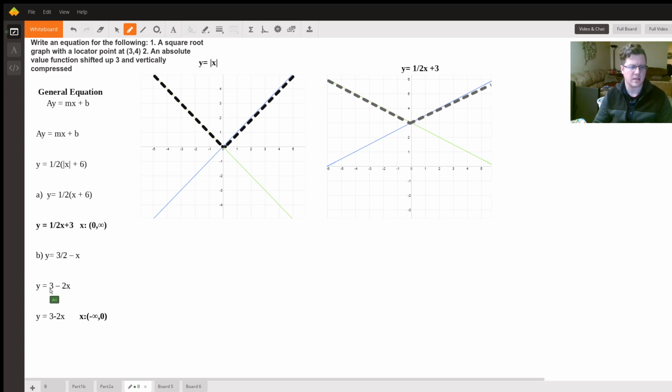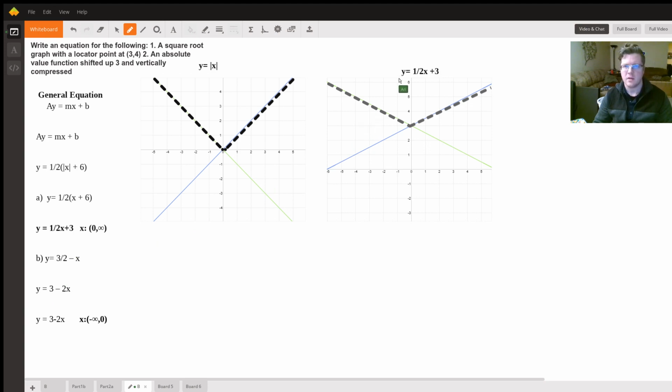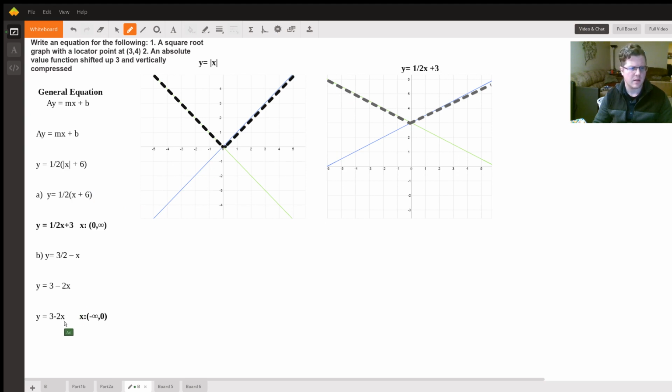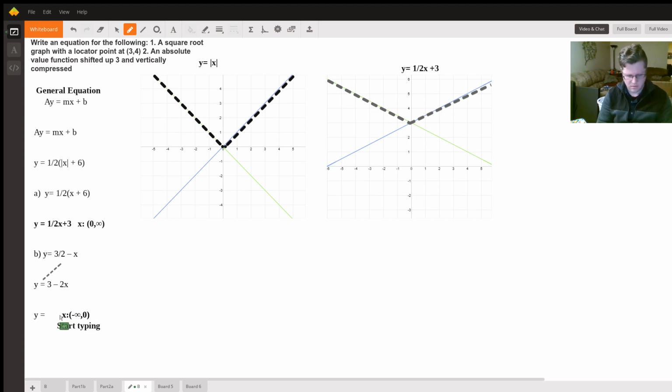3 halves minus x equals 3 minus 2x. I apologize, that is incorrect. This is correct over here: y equals 1/2 x plus 3. And again, the domains are going to be from 0 to infinity and from negative infinity to 0. Apologies, this is incorrect. I will quickly, if I can, fix this. This is 3 minus 1/2.